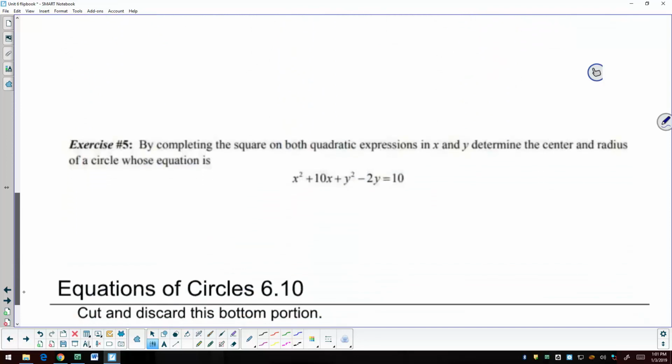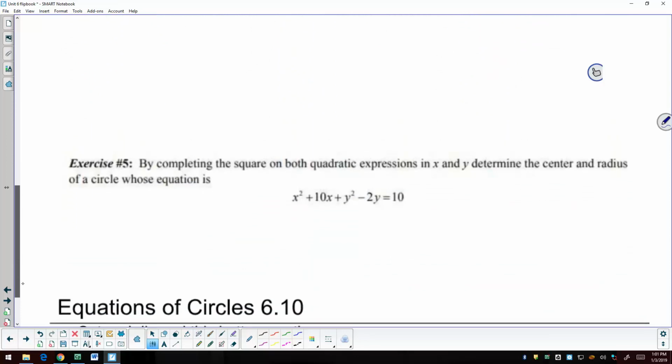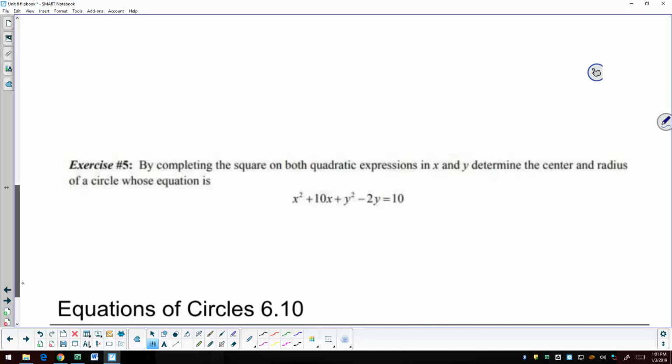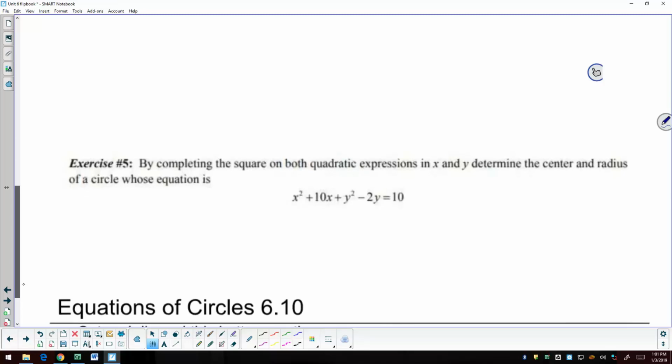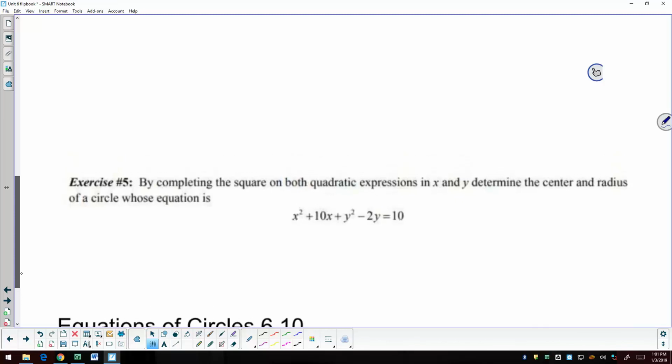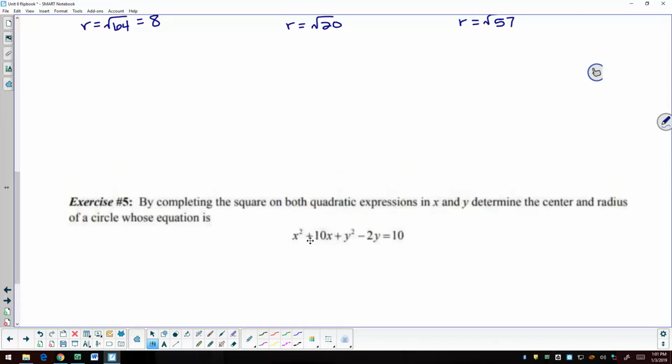Now, the next and last exercise puts together what we did in lesson 8 with circles, which was completing the square. You need to take this form of the equation of a circle and turn it into this form.